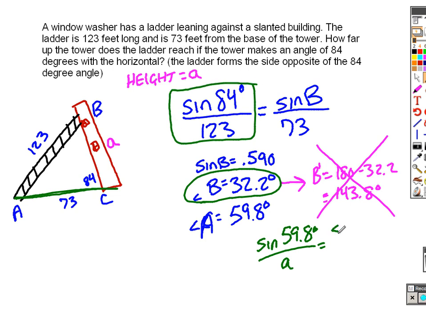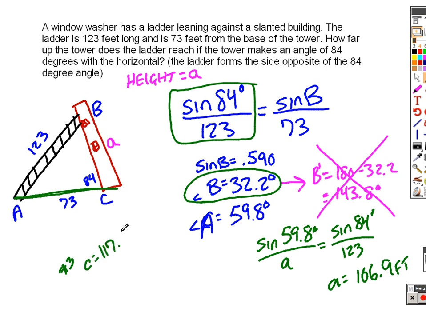I'll use the original one just because it's there. Sine of 84 degrees over 123. Cross multiply and solve, and I should get A in the end equals 106.9 feet. The third on your homework I'll leave for the notes, I'll leave that as an exercise for you, but I'll let you know that the final answer in number 3 on that sheet should have been that C equaled 117.6 feet. So I'll let you try that one out on your own if you would like.